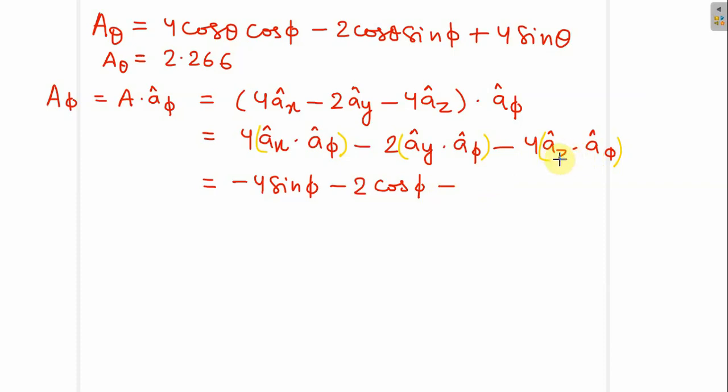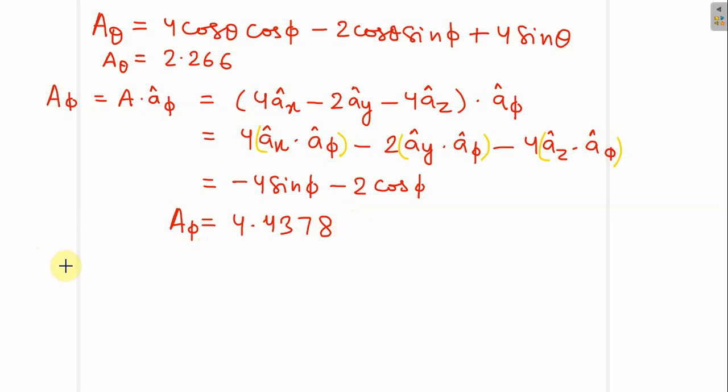Now see, phi and z, in rho phi z, are mutually perpendicular to each other. So cos 90 will be 0. So there will not be any existence of this term. We will have only the other terms, minus 4 sin phi and minus 2 cos phi. So the answer will be 4.4378. So this is the component along phi.